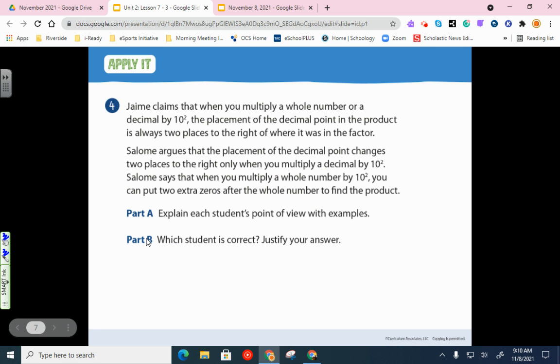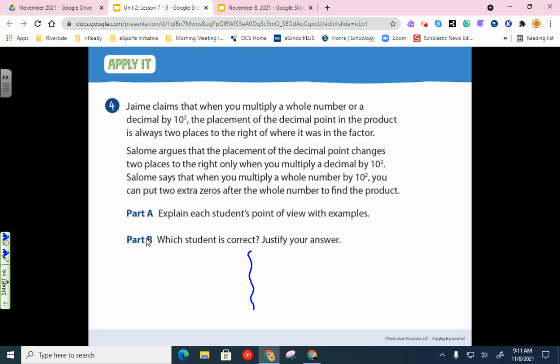Jamie claims that when you multiply a whole number or a decimal by 10 to the second, the placement of the decimal point in the product is always 2 places to the right of where it was in the factor. Salome argues that the placement of the decimal point changes 2 places to the right only when you multiply a decimal by 10 to the second. Salome says when you multiply a whole number by 10 to the second, you can put 2 extra zeros after the whole number to find the product. Explain each student's point of view with examples.